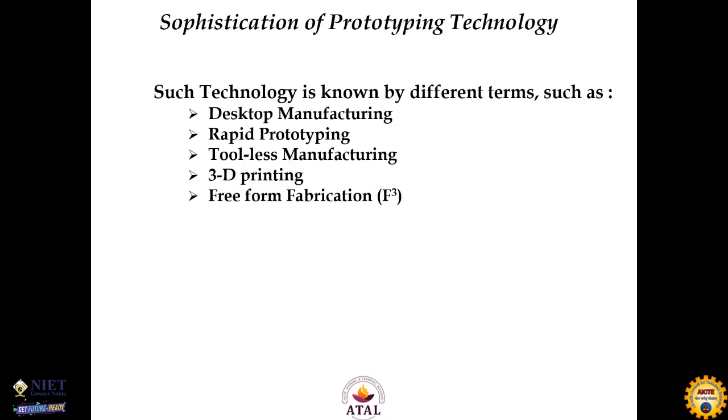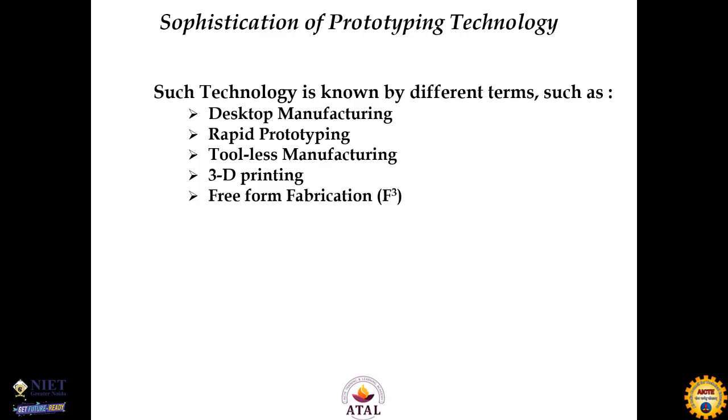Such technology is known by different terms such as rapid manufacturing, rapid prototyping, and also desktop manufacturing. Why is it called desktop manufacturing? Because we need no shop floor to produce parts using this technology. A small system, say about 50 centimeters, you can put on your desk and manufacture the part. That is also called desktop manufacturing.